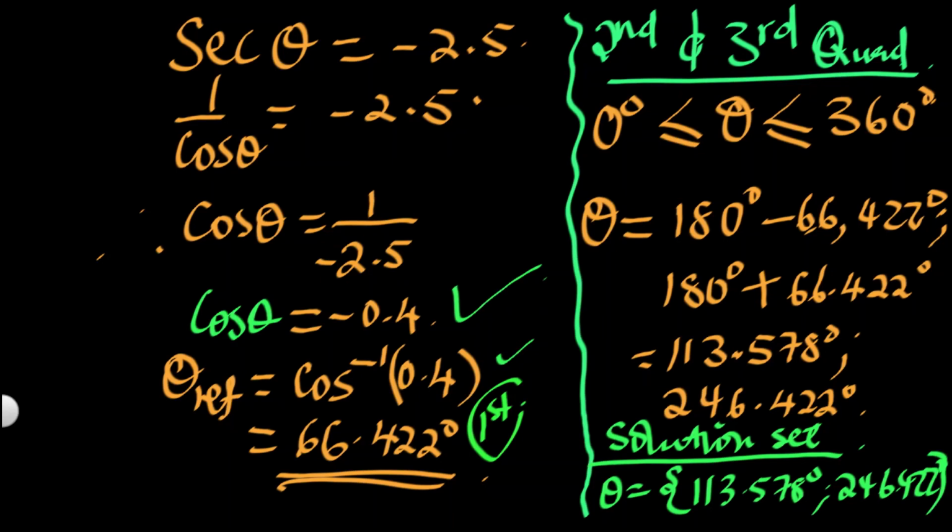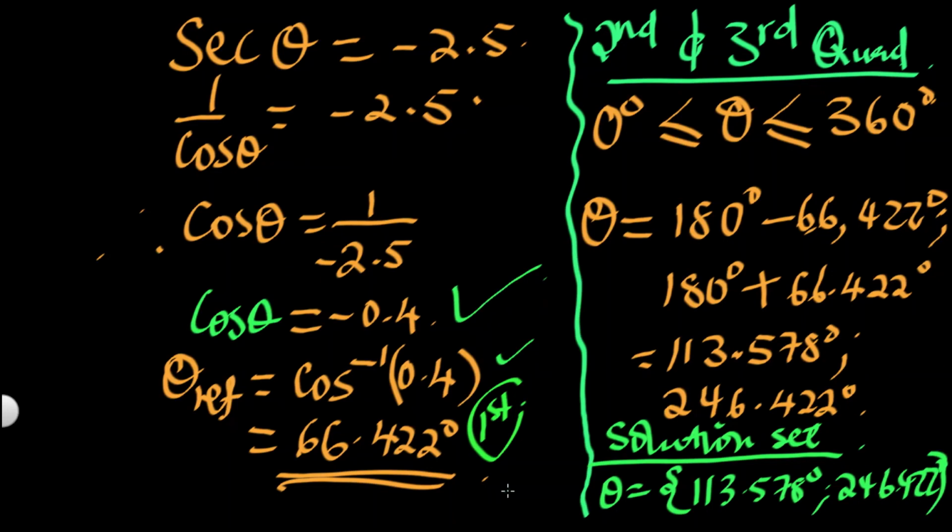Now I'm going to use that if it is in the second quadrant, it is 180 minus the reference angle. If it is in the third quadrant, it is 180 plus the reference angle. If it is in the first quadrant, the reference angle is part of the answers. If it is in the fourth quadrant, it is 360 degrees minus the reference angle. That's it. This is how you solve these questions. It doesn't matter what ratio it is, whether it's a tangent, cosine, or sine. This is how you do it.